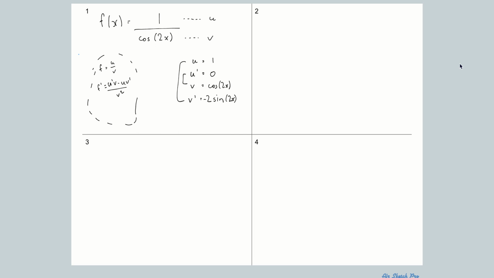So here we go. We've got, therefore, f dash of x inside out is equal to 0 multiplied by cos 2x, so that's u dash v, minus, and then we've got u v dash. So we've got 1 multiplied by negative 2 sine 2x. So I've got 2 sine 2x. Deliberately left the negative out there because I know a negative makes a plus. So that's a plus in the middle there, all over v squared.